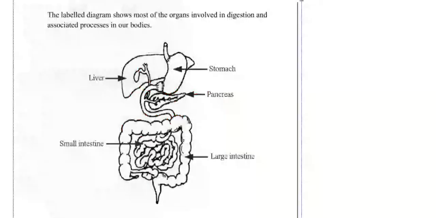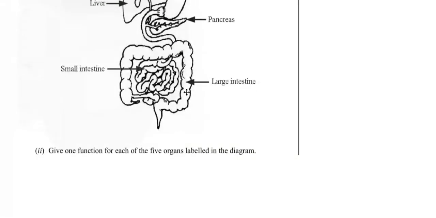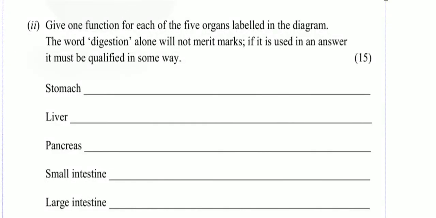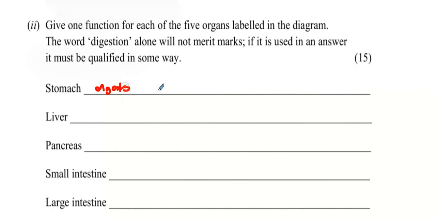Now, the labeled diagram shows most of the organs involved in digestion and associated processes in our body. State one function of each of the 5 labeled organs. Okay, let's do this. Stomach, I think we have this. Churns food or digests food mechanically. Some of you might say it softens the food using stomach acid. Liver produces bile.